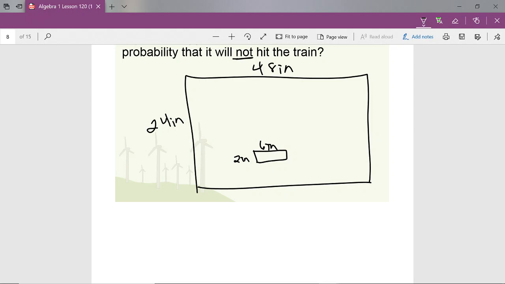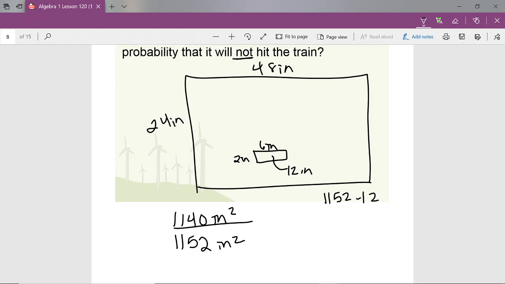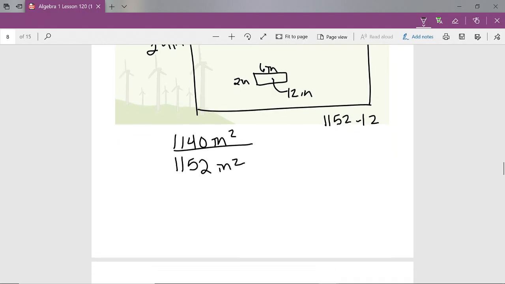So let's find the total area of the table by doing 24 by 48, which gives us 1,152 square inches. And now we need to find the area that is not the train. Well, this train right here is 12 square inches, which means the area that is around it would be 1,152 minus 12 square inches, so 1,140 square inches. I'll stop there and allow you to reduce that down. Make sure that you get it completely reduced for that probability.